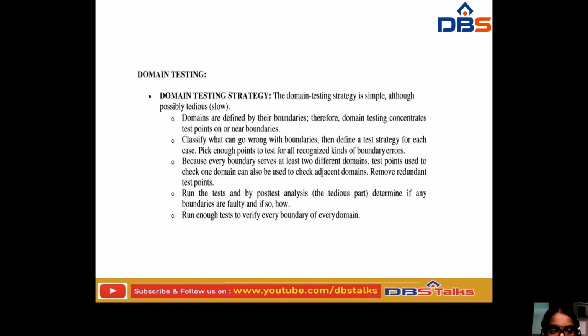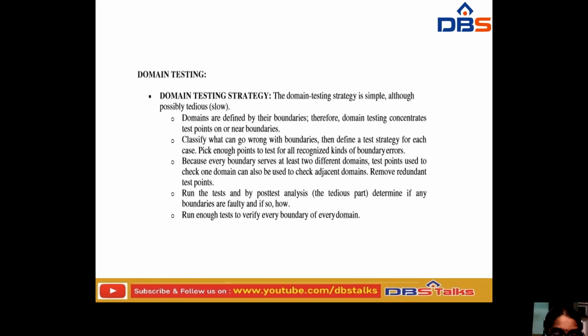The domains are defined by their boundaries. Therefore, domain testing concentrates on test points near the boundaries. So we can classify what can go wrong with the boundaries. Then we can define the test strategy, and we want to derive the test strategy.